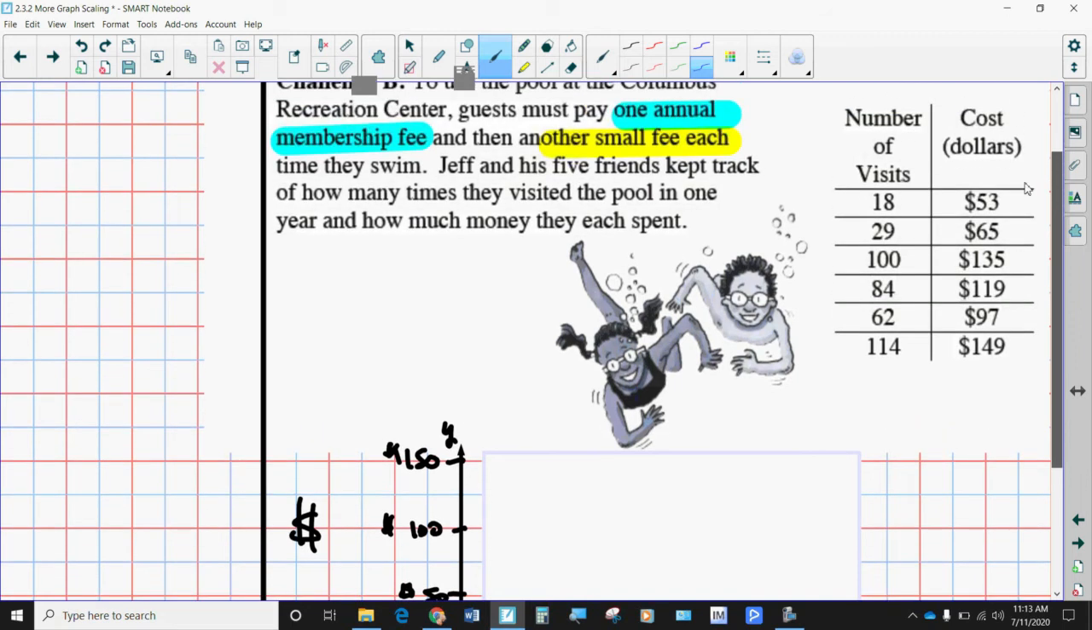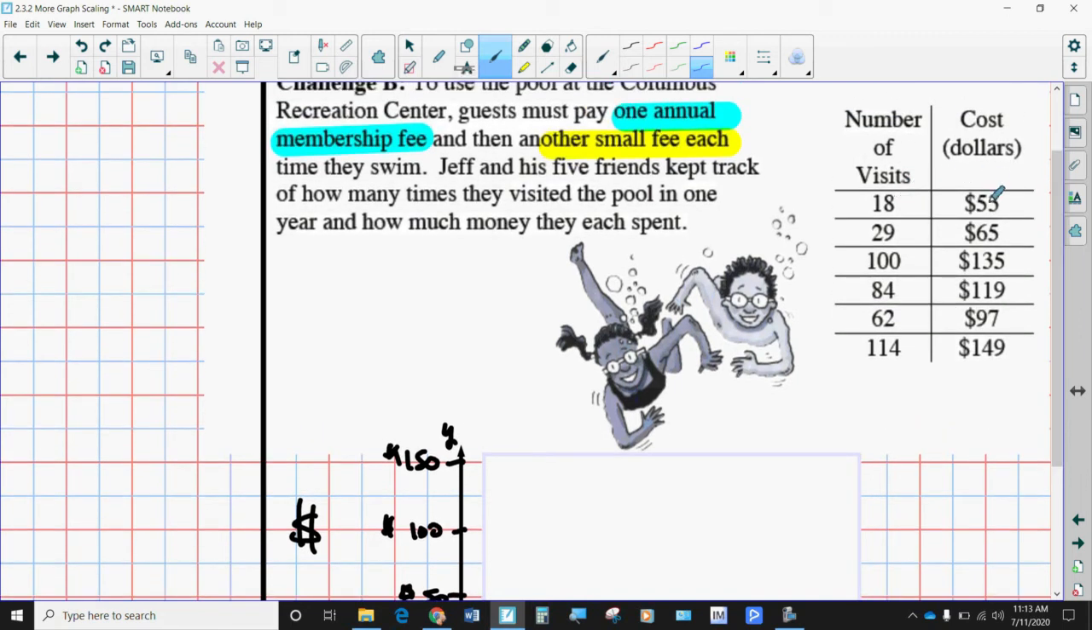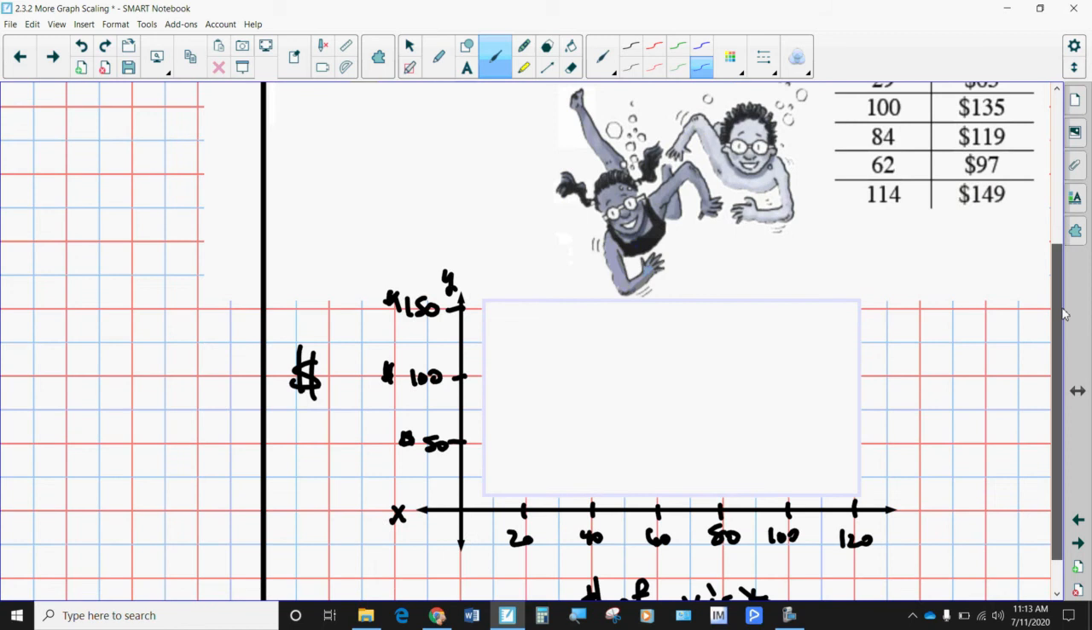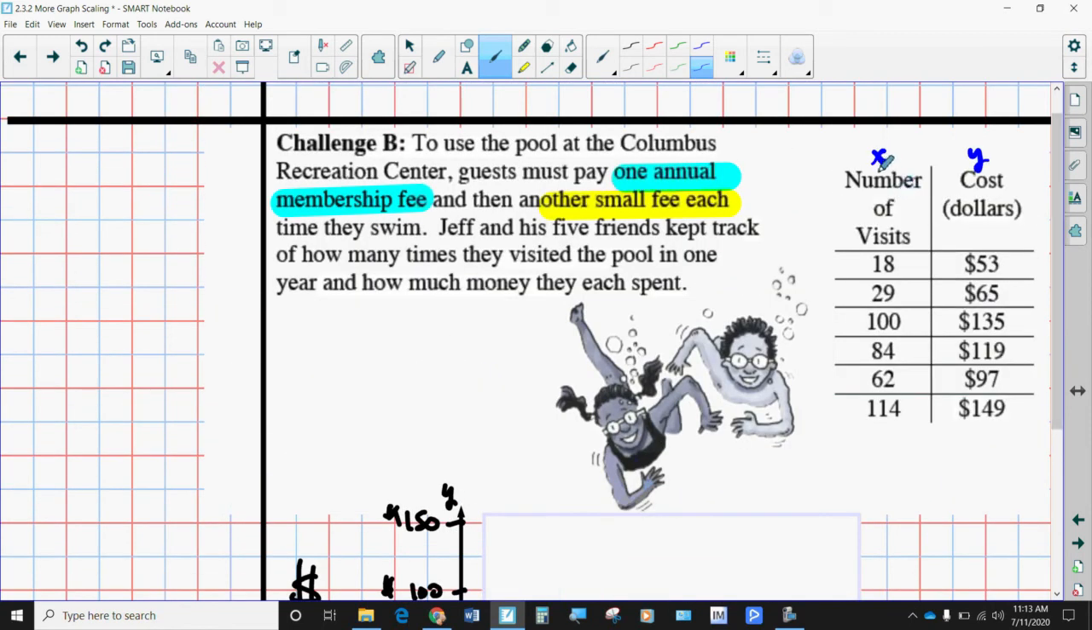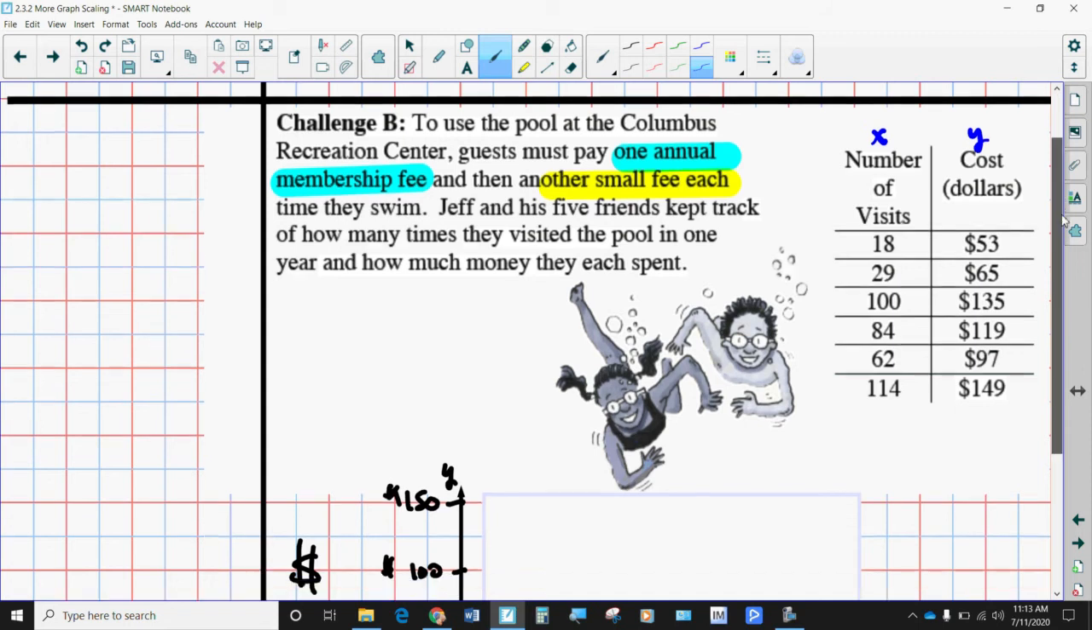So looking at this data, it looks like the number of visits is going to affect how much money you have to pay. So we're going to make X our number of visits. We're going to make Y the number of dollars. Once again, if it doesn't quite make sense to you why we're choosing this to be X and that to be Y, I haven't quite taught that yet. So it's not necessary. I'm not going to test you on choosing the right axis for each one of these columns, so don't worry about that now. Let's just focus on scaling the graph and plotting the points and seeing if we can identify a trend.